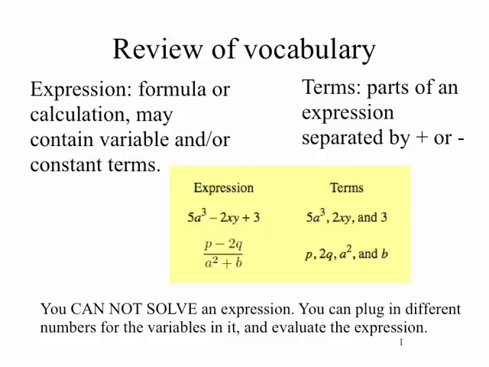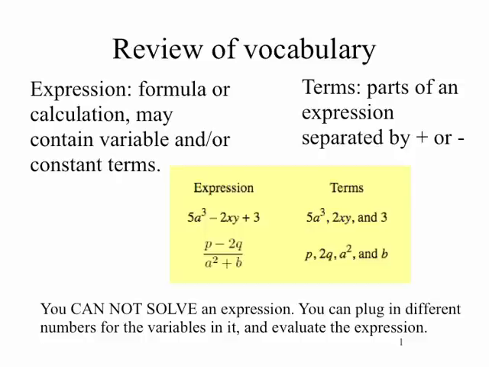To begin this section, we need to review some vocabulary from earlier in the year. First, we need to distinguish between an expression and a term. An expression is a formula or a calculation that may contain variable and/or constant terms. On the left-hand side of the yellow box, you'll see examples of some expressions. Notice that they are not set equal to anything, and so you can't solve them.